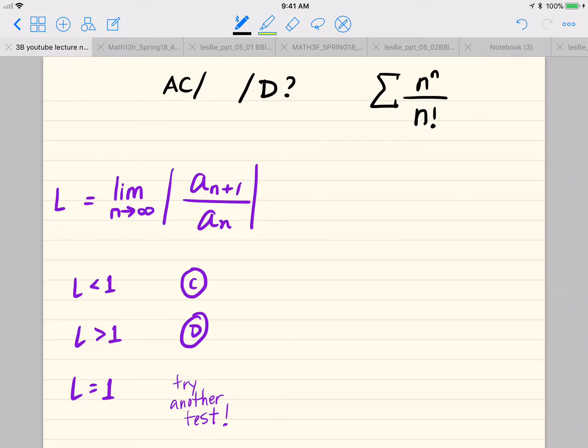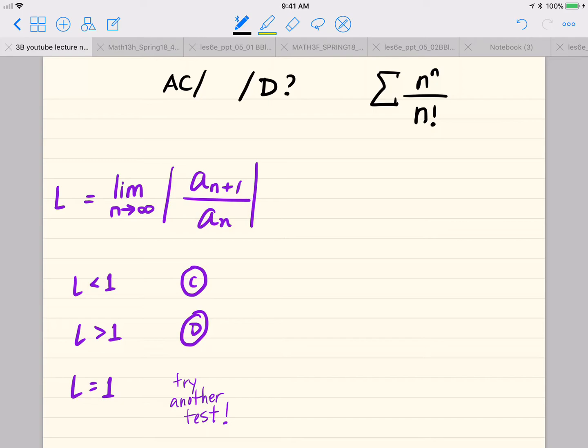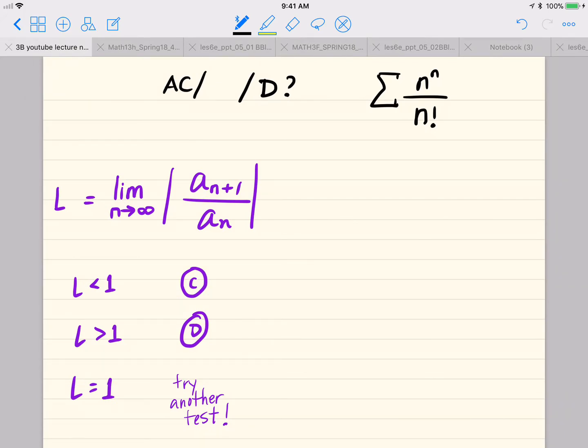Now I'm actually going to use the ratio test because this involves factorials. And remember, the ratio test is really powerful when your terms involve factorials. I've written the ratio test here on the left. So the first thing I need to do is find L. And remember, L is the limit of the absolute value of the ratio of consecutive terms. So let's just get started.